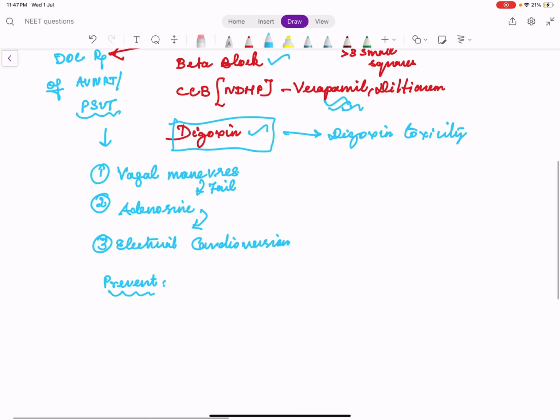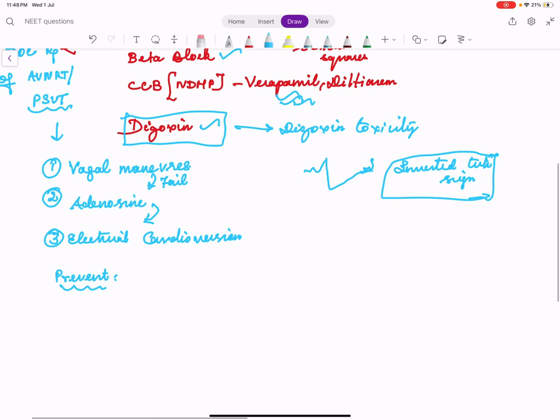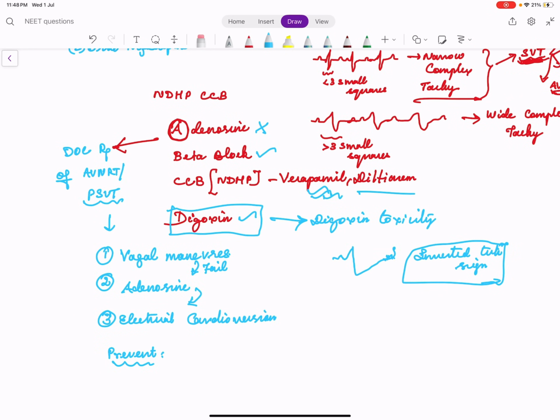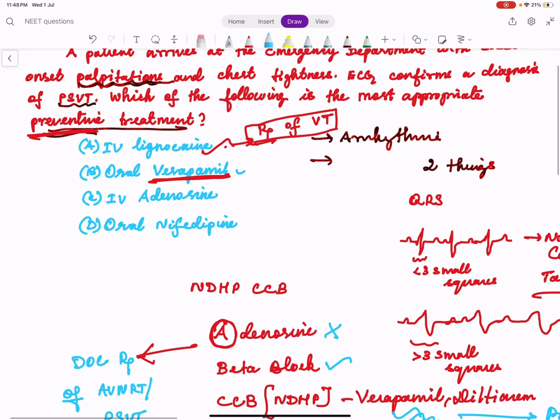If some question comes giving an ECG mentioning an inverted tick sign, right? So there is something called inverted tick sign, which is a depressed ST segment with a T wave inversion, or a hockey stick sign. It is a sign of digoxin toxicity, right? So since there is a probability of digoxin toxicity, digoxin is not used nowadays. So among beta blocker or verapamil, verapamil is commonly used as a preventive treatment for AVNRT. That is what this option is. So oral verapamil seems a good option.